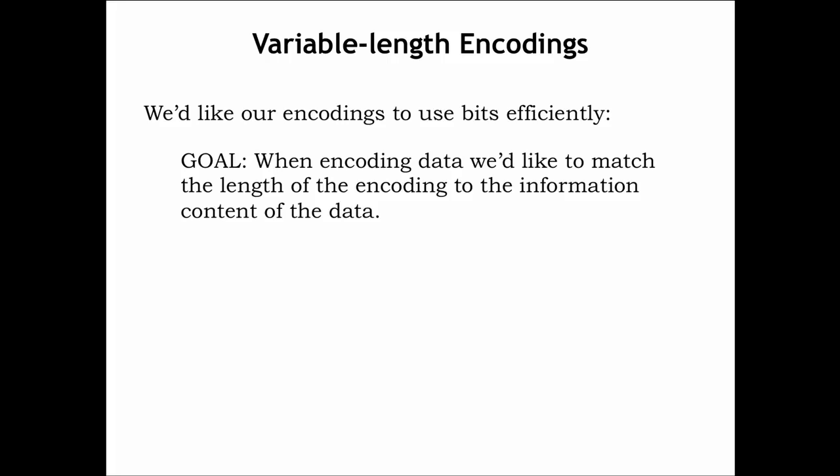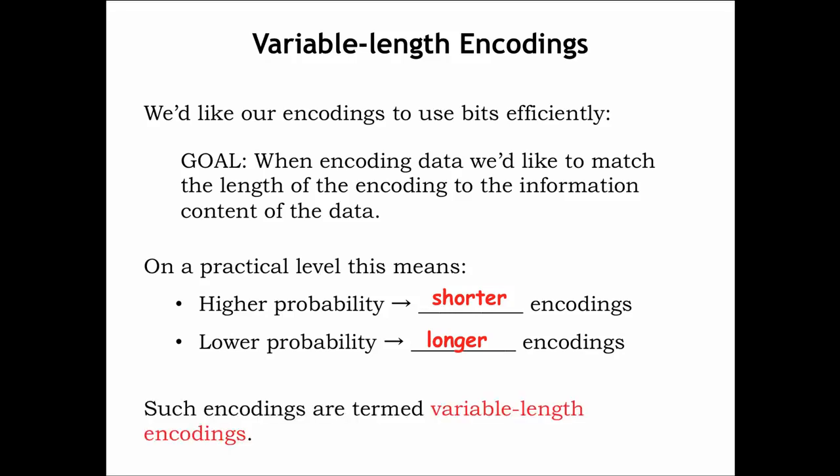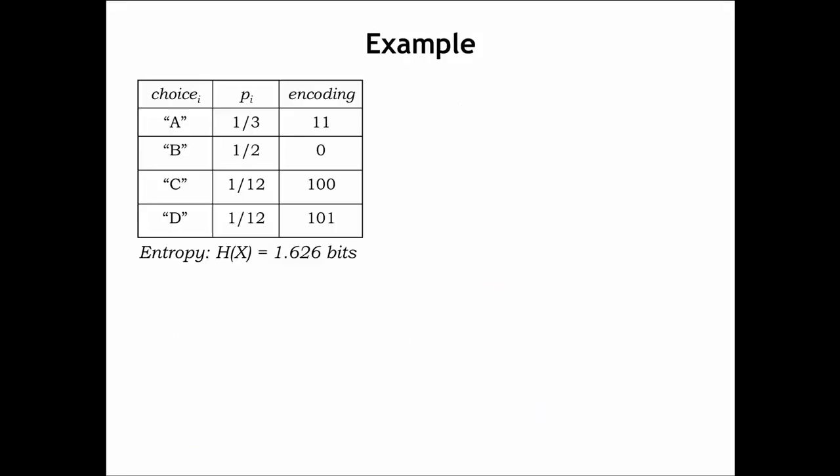By doing better, we mean that we can find encodings that have a shorter expected length than a fixed length encoding. Ideally, we'd like the expected length of the encoding for the x sub i to match the entropy H of X, which is the expected information content. We know that if x sub i has a higher probability, in other words, a larger p sub i, it has a smaller information content, so we'd like to use shorter encodings. If x sub i has a lower probability, then we'd use a longer encoding. So we'll be constructing encodings where the x sub i may have different length codes. We'll call these variable length encodings.